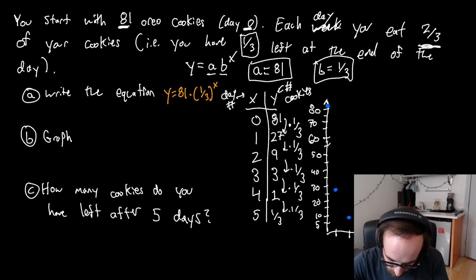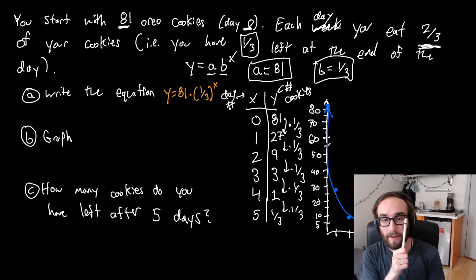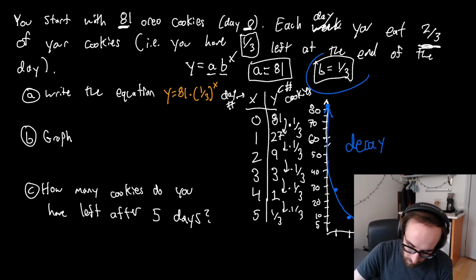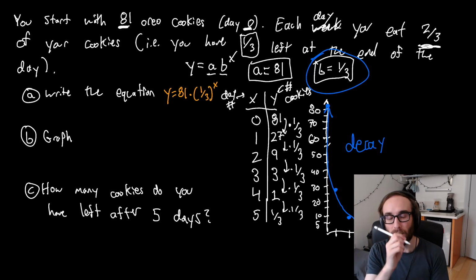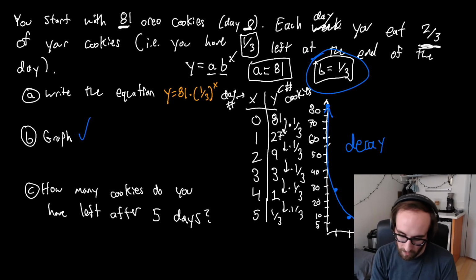So as you can see, we end up with a curve. It's a pretty steep curve, and then it kind of levels off at the bottom here. So we have an exponential curve, and notice that this is exponential decay. That's because our common ratio is less than 1. So our y values are getting smaller and smaller, so we have a curve that's going down, like that. Okay, so we graphed our situation.